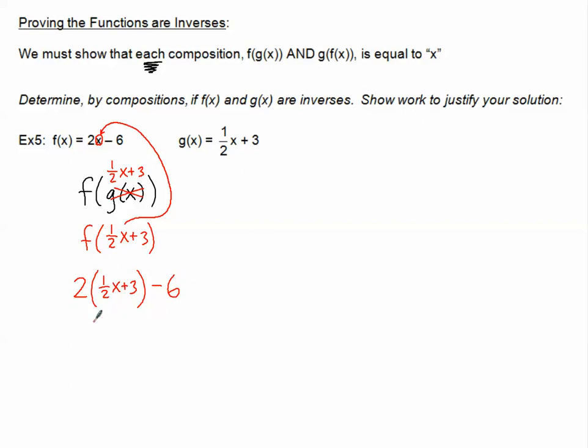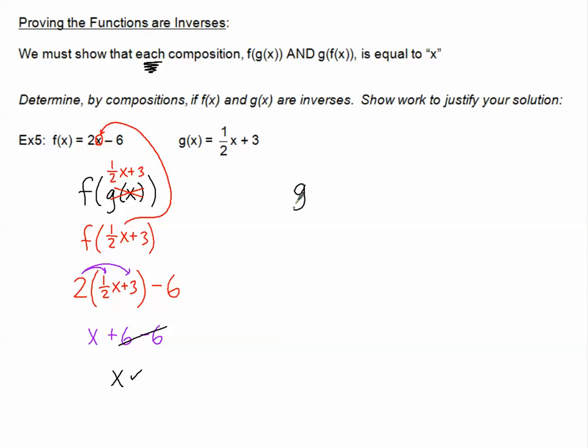And if these are inverse functions, this will all cancel down to become x. So let's see what happens. We're going to distribute. We'll do 2 times 1/2 x. 2 times 1/2, of course, is 1, so this becomes 1x. 2 times 3 becomes 6, and then we have this minus 6. So you can see that the 2 and the 1/2 cancel out, and now we can see that the 6 and the negative 6 cancel out, and look at that, we get x. I'm going to put a little check mark because half of our problem has worked. We're not finished. We did f of g of x.